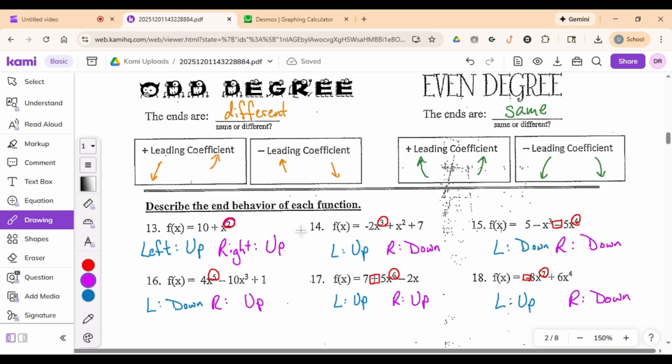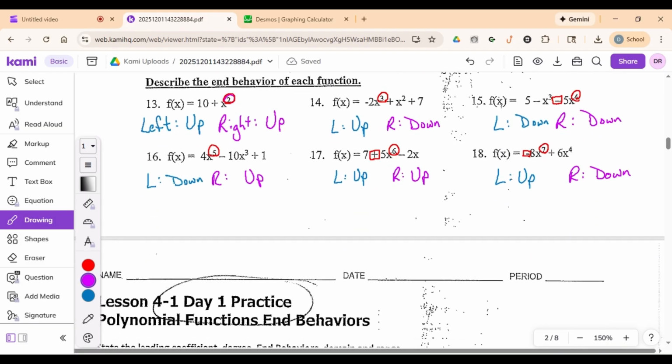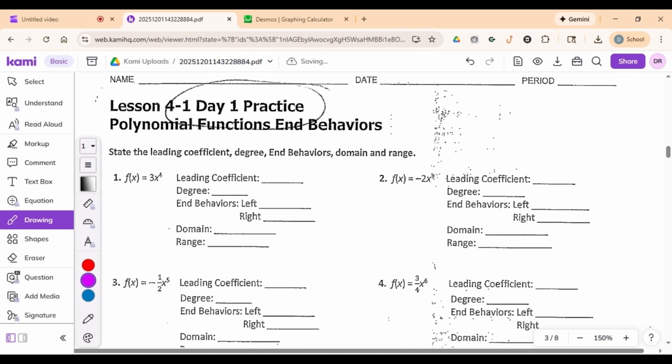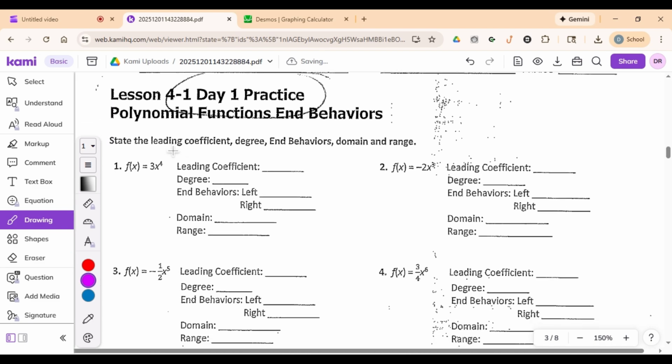All right, so what you're going to do today is go on to the next page and practice these things. You're going to state your coefficient. That's the number before the variable x. So in this case, the leading coefficient is that number 3. But the degree is, remember, always the exponent. So make sure you keep those under control, and keep track of whether your coefficient is positive or negative.